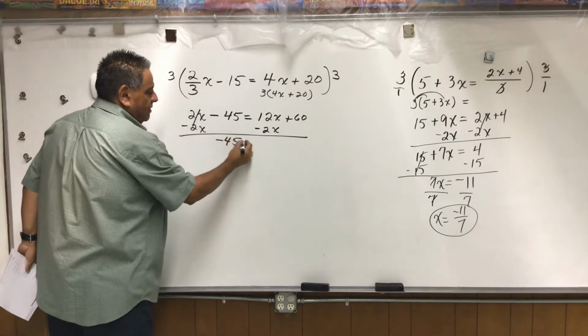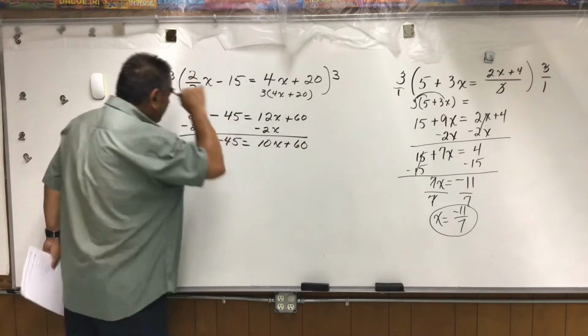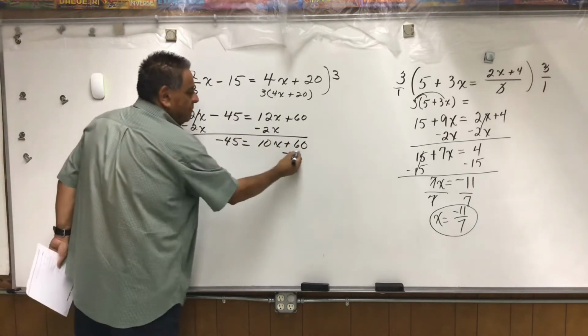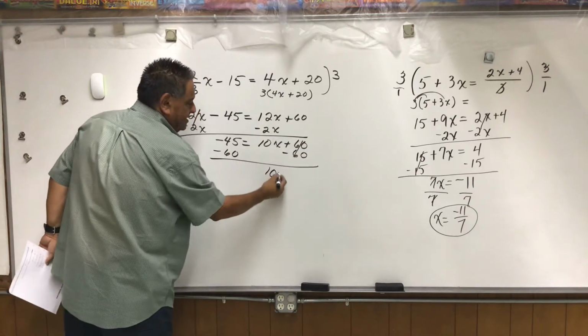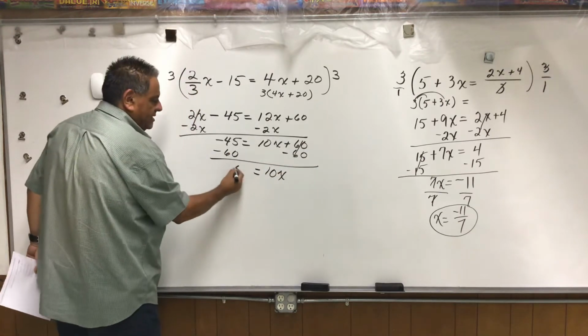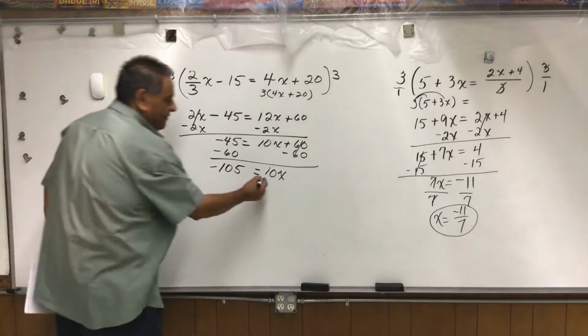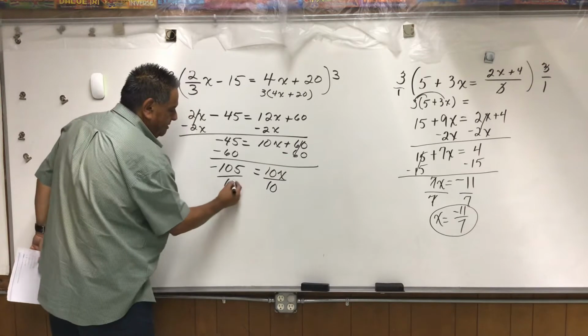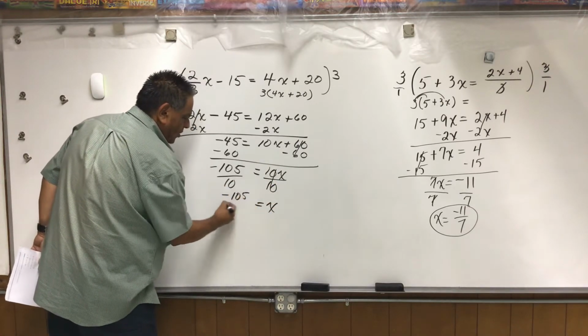Negative 45 is equal to, in this case, 10x plus 60. I move the x's to the right. I'm going to move the numbers to the left by subtracting 60. So I have 10x is equal to, in this case, negative 105. Then I'm going to divide by the coefficient, which is 10. X is equal to negative 105 over 10.